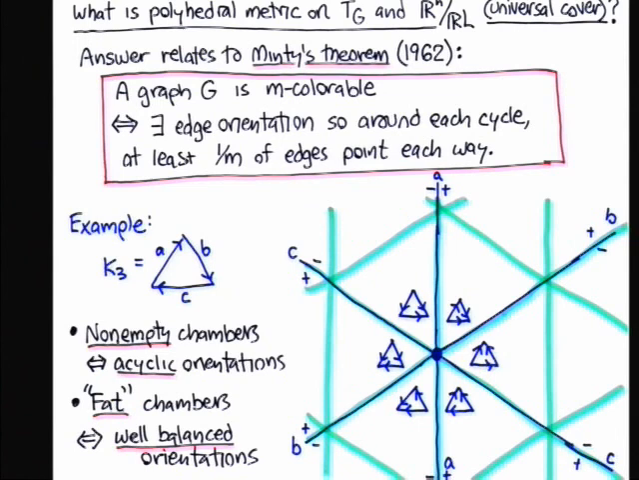So Minty's theorem is like a quantification of making that more precise. Instead of saying there's got to be at least one edge each way, you say there's got to be at least 1 over m of the edges each way. So generalizing the idea that the non-empty chambers in this arrangement are acyclic orientations, the fat chambers that actually contain lots of colorings are the well-balanced orientations.